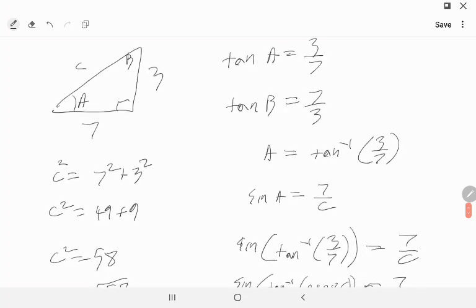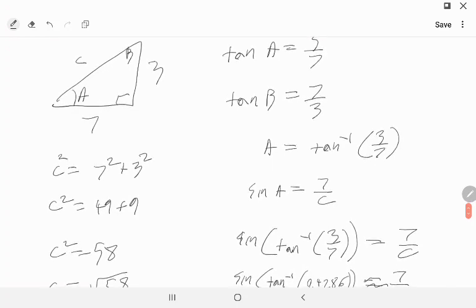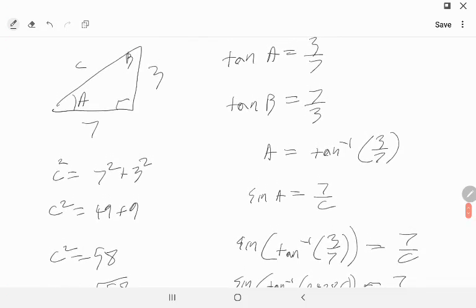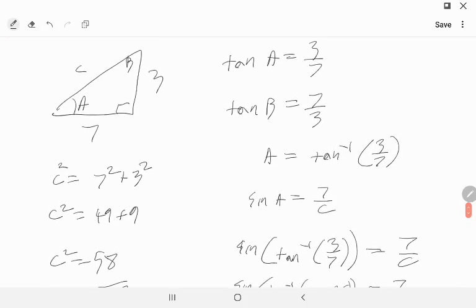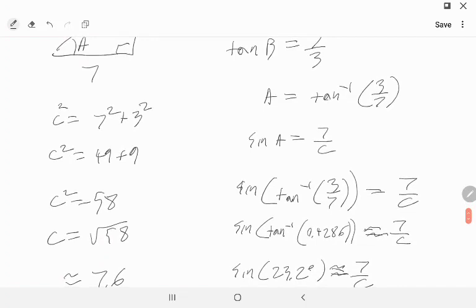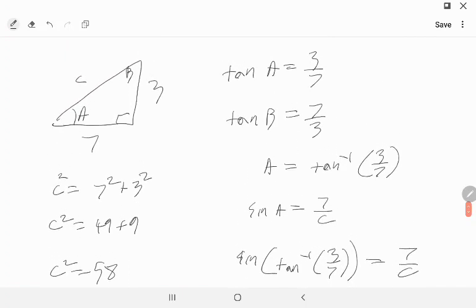You notice I said sine, but with that 3/7, we said 7 divided by c. Yep, I should have used sine of A. We should have said 3 divided by c. So you always have to watch out for that. You have to make sure you use the correct ratio for the correct task.